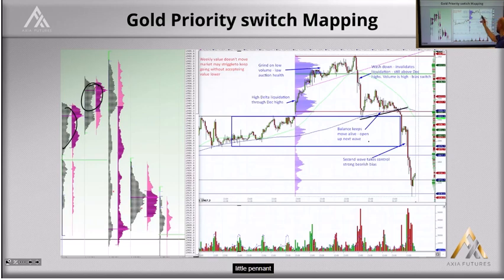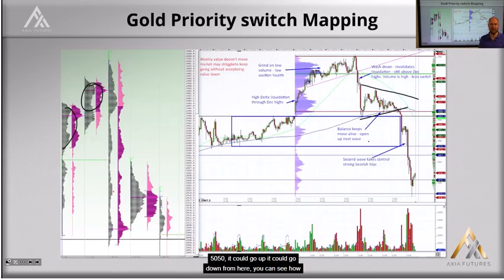We then put in this little pennant. Market's quite balanced, but does become a little bit more what I call 50-50. It could go up, it could go down from here. You could see how we can break through this range. You could also see how after the liquidation ban, the market can then just reverse straight the way back up. So reasonably balanced. You go into the next day thinking, right, we could do either here.